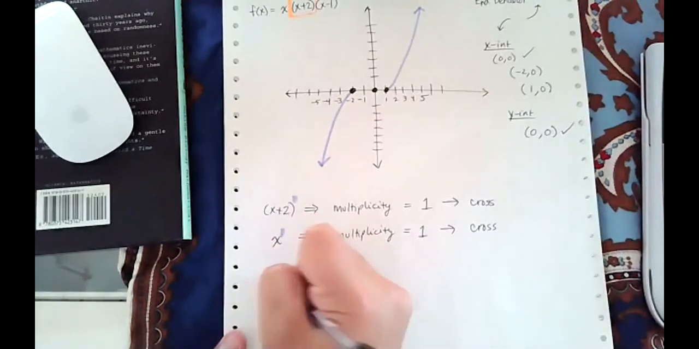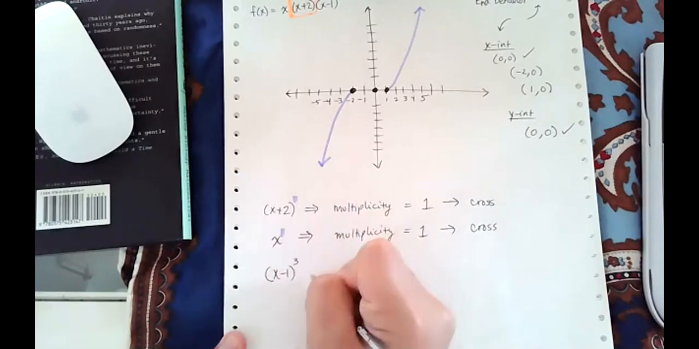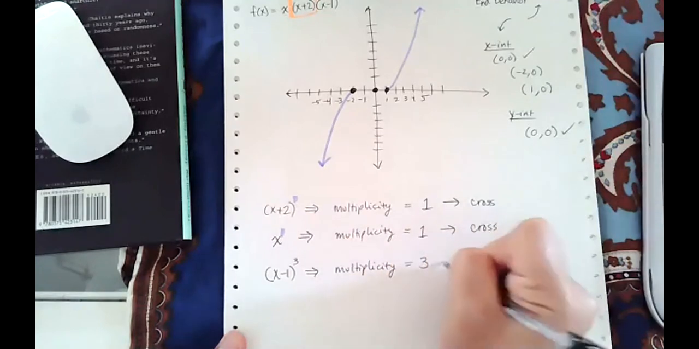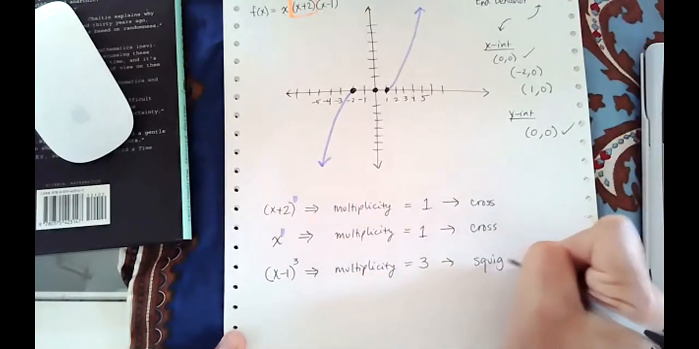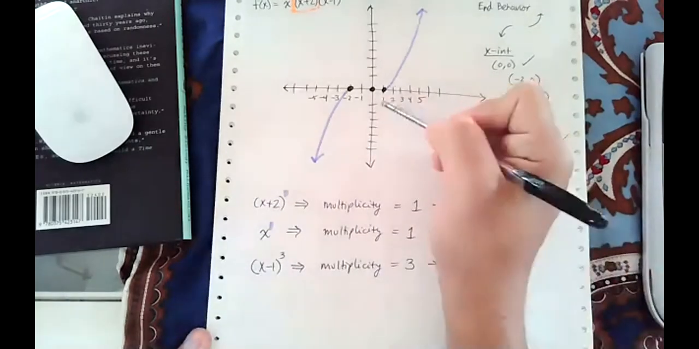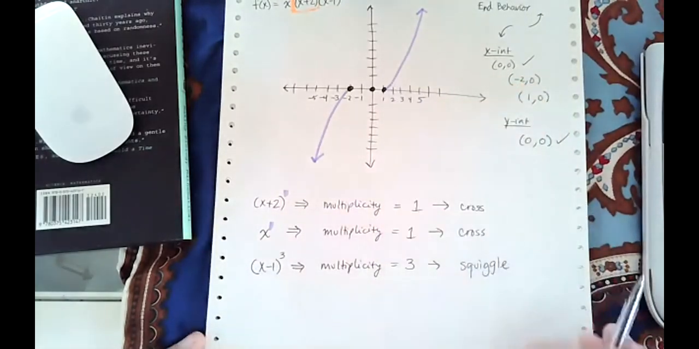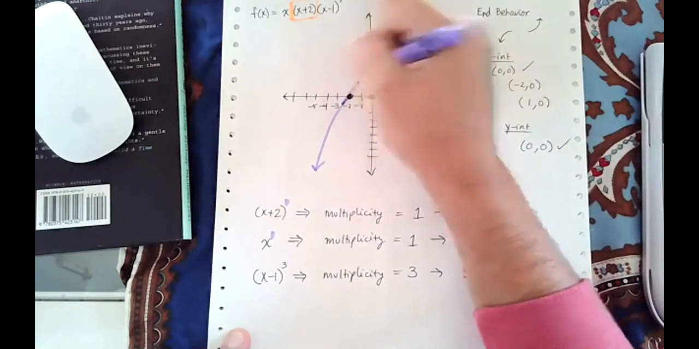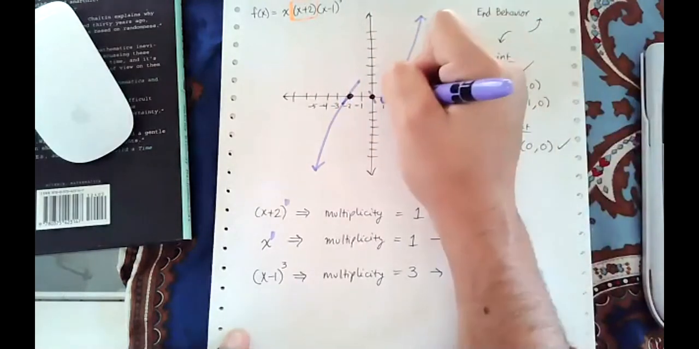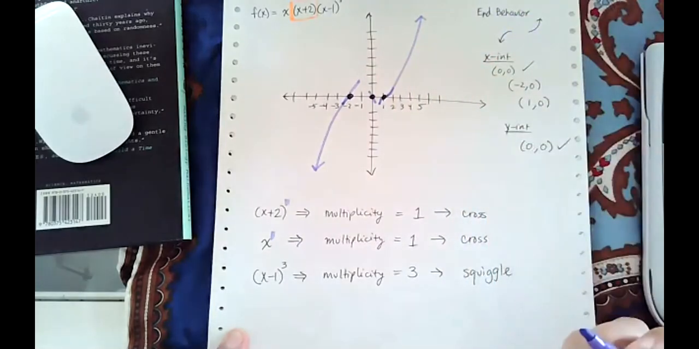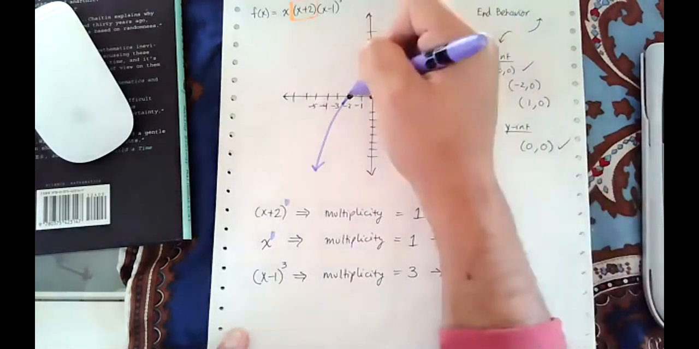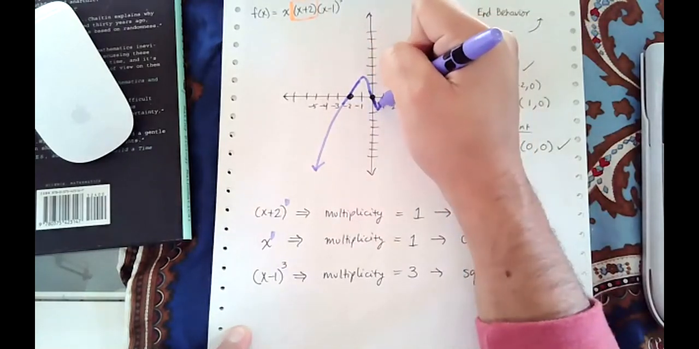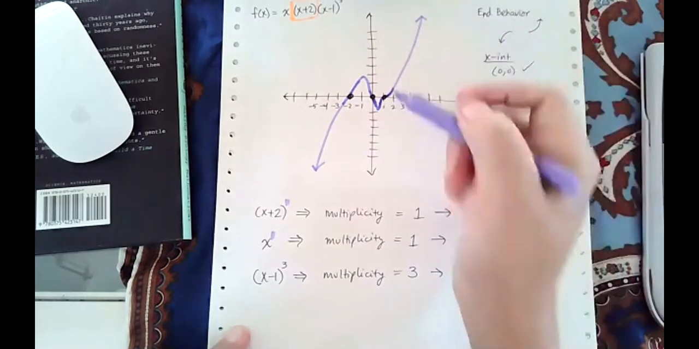And then finally, the last factor, x minus 1, has an exponent of 3. So the multiplicity is 3, which means that based on the little diagram I gave you, we should be squiggling back through the x-axis like a cubic function. So I should be crossing through here, crossing back through here, and then sort of squiggling up through that point. It doesn't really matter exactly how high we get. I'm going to cross up, cross back down, go down here somewhat, and then squiggle back up through this other point.